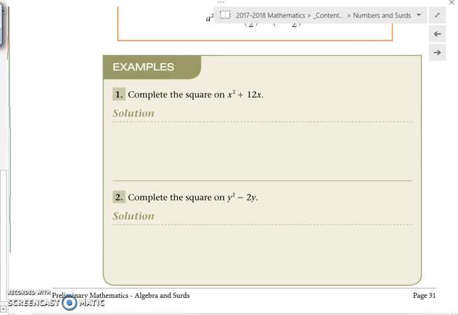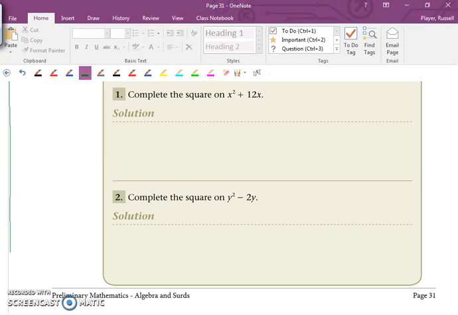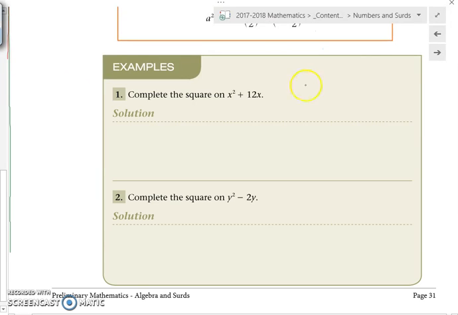So complete the square on x squared plus 12x. Now what's the p in this particular case? They have a tendency to love chucking in extra pronumerals, but basically your p is 12. So what does it say to do? Divide it by 2. Okay, so p over 2 would be what? 6. And p over 2 squared would be what?